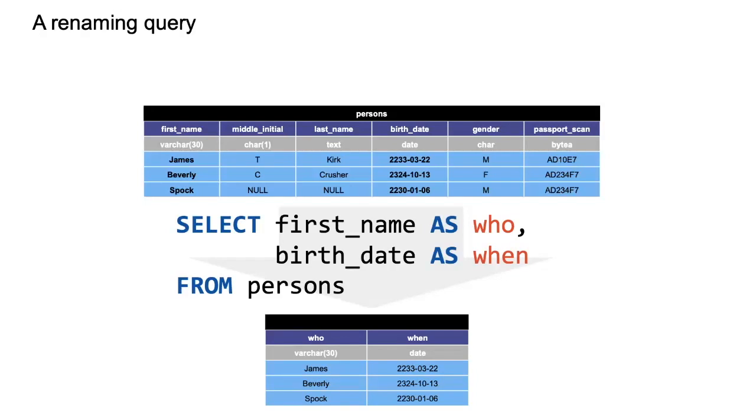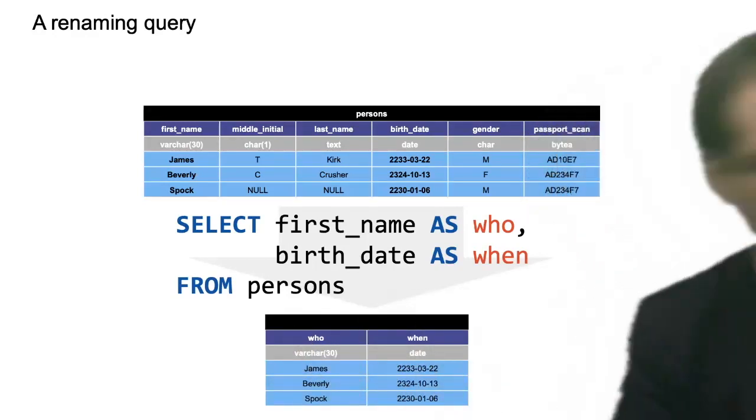Then we can rename columns using the as keyword. So I can say the first name, now I prefer to call it who, and birth date, I prefer to call it when. And you see that changed the name of the columns right there.